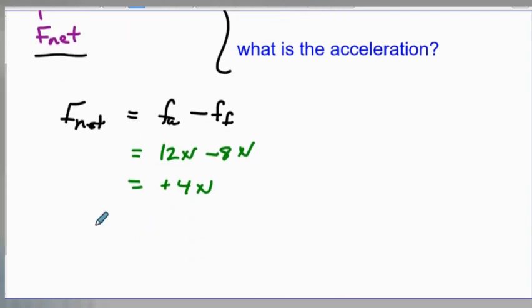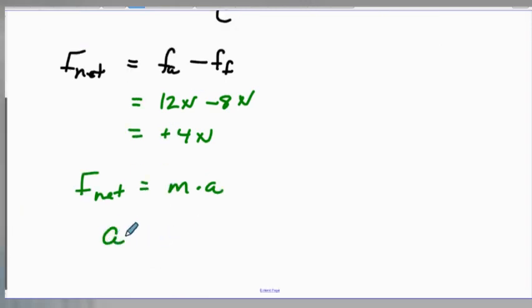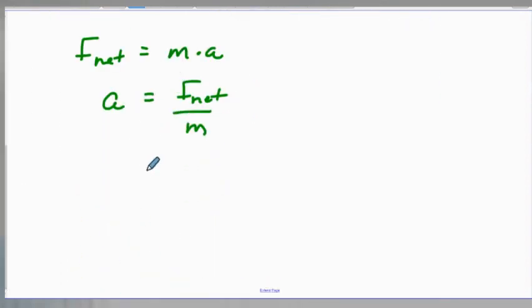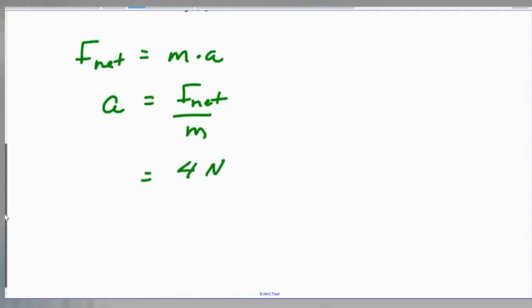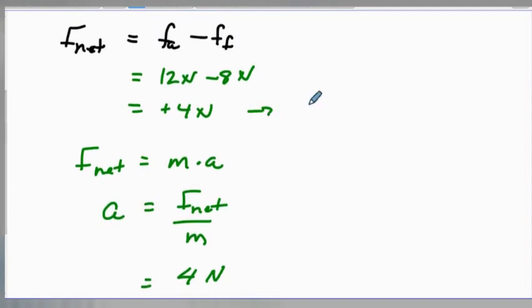So now I know that my F net is equal to my mass times my acceleration. A little bit of algebra, I will see that my acceleration is equal to the F net divided by the mass. So in this example, we have an F net of 4 newtons. Now let's pause for a second. What's a newton again? This is 4 kilogram meters per second squared.